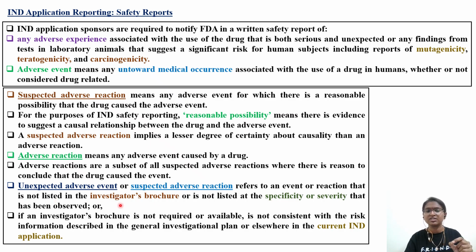Not listed in the investigator's brochure, or is not listed at the specificity or severity that has been observed. Or if an investigator's brochure is not required or available, for example, it's a new drug, then at the time of the initial stage of trials you might not have an IB. It is not consistent with the risk information, because the drug is still under investigation and you're still gathering the information. Risk information not consistent with the risk information described in the general investigational plan or elsewhere in the current IND application. So this is a completely new type of reaction you have come across, that is called unexpected adverse event or suspected adverse reaction.